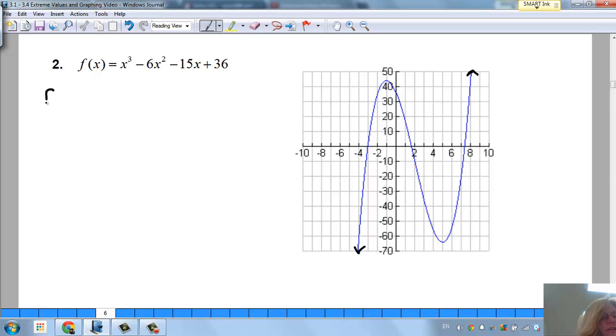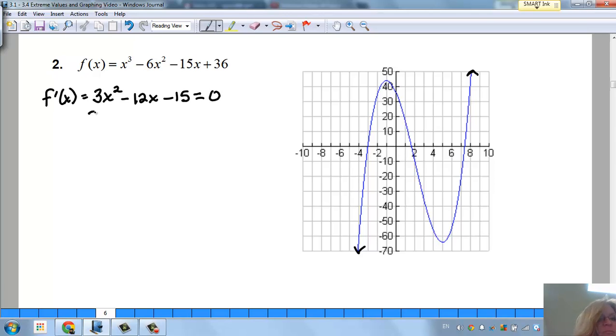So the first thing I do is f prime of x. And if you'll notice, I picked easy functions for the power rule because I want to show you the concept behind it and not worry too much about the algebra, and then that will get harder. So I did 3x squared minus 12x minus 15 using the power rule. Now I'm going to put it equal to 0.